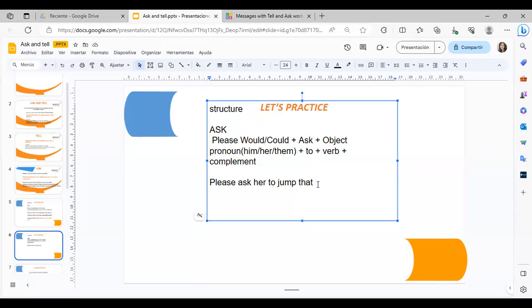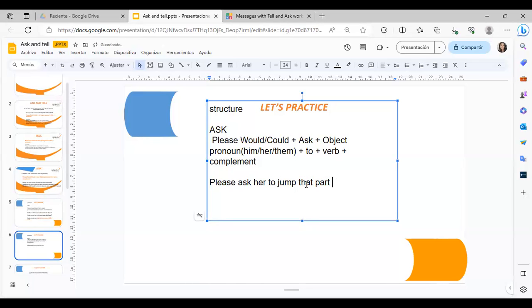Let's see. Do you want to say like to jump like part of something? Like that. Please ask her to jump that part.